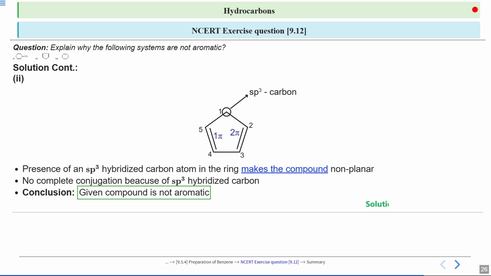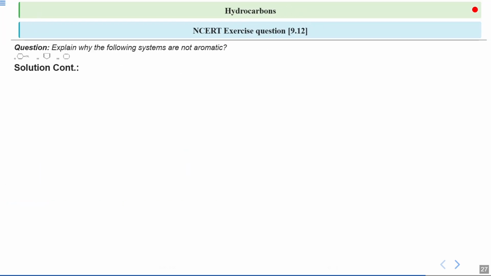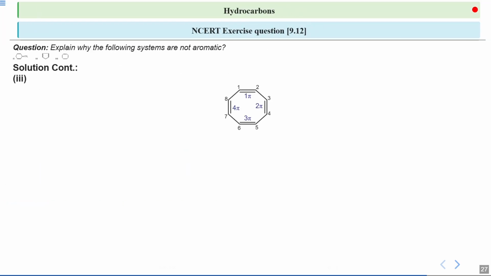Then moving on to the last compound. So what was the last compound? It is an 8-membered ring, which is labeled as 3 in the question. So we will look at the features of the given compound one by one.